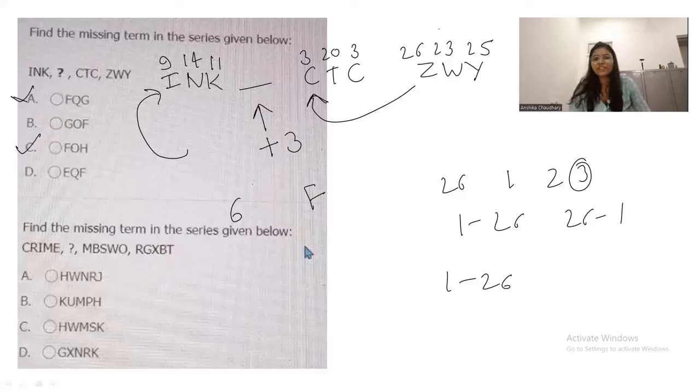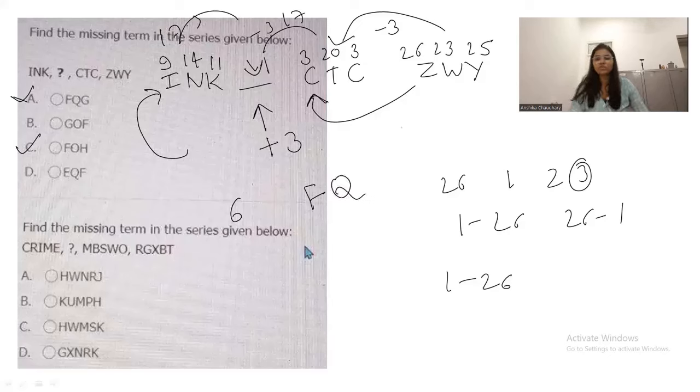Now for the next, 23 minus 20. 23 and then 20, so we are subtracting 3. Again 20 minus 3, so it will become 17. And then again 17 minus 3, so it will become 14. So the same pattern is followed here. So at this place, the 17th value should come, so it will become Q.